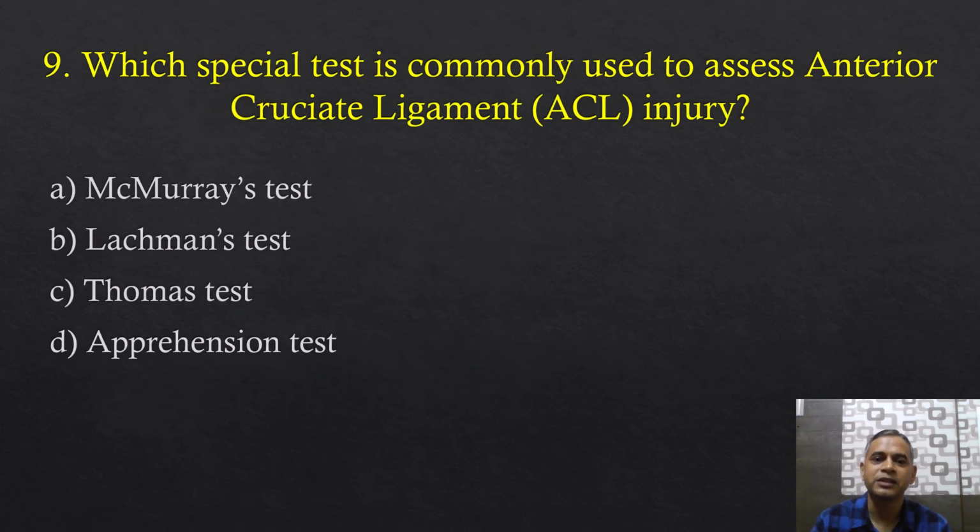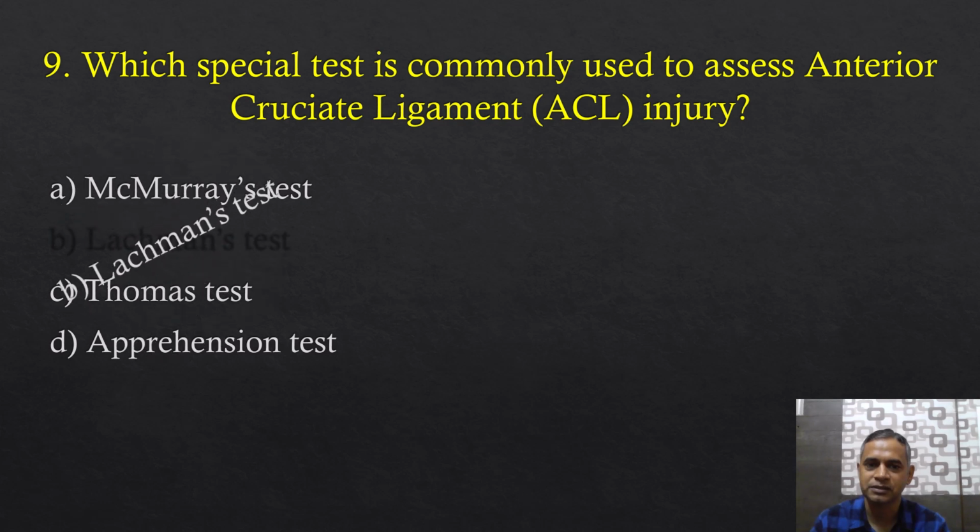Number 9. Which special test is commonly used to assess the anterior cruciate ligament injury? A. McMurray's test, B. Lachman's test, C. Thomas test, D. Apprehension test. So the answer is Lachman's test.